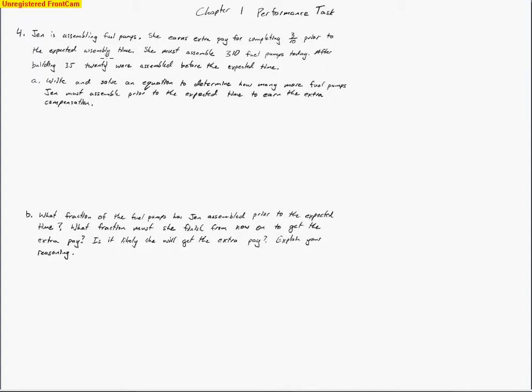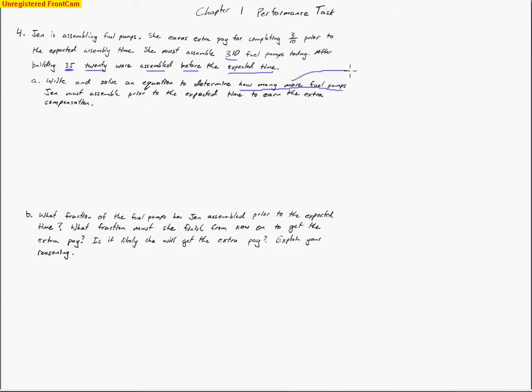She needs to assemble 310 fuel pumps today, and after building 35, so that's an important number, so she has to build a total of 310. But she's already built 35, and 20 were assembled before the expected time. And so we're supposed to write an equation to solve to determine how many more fuel pumps Jen must assemble prior to the expected time.